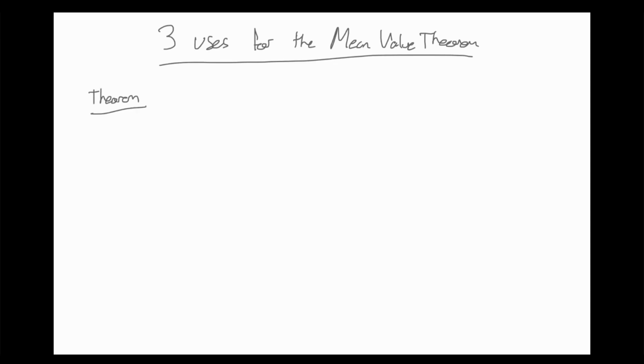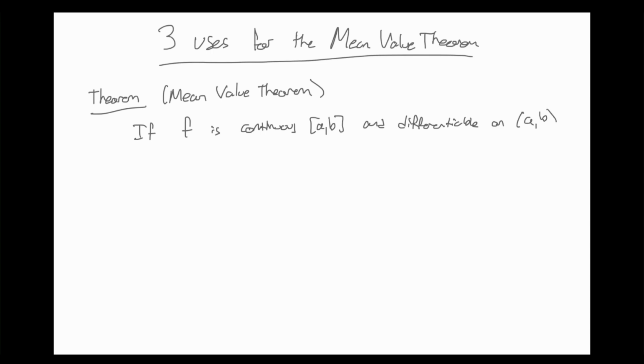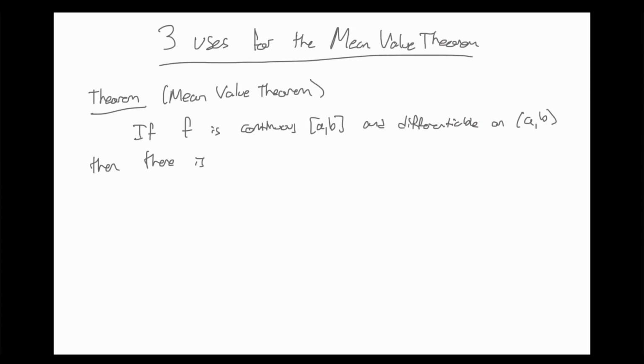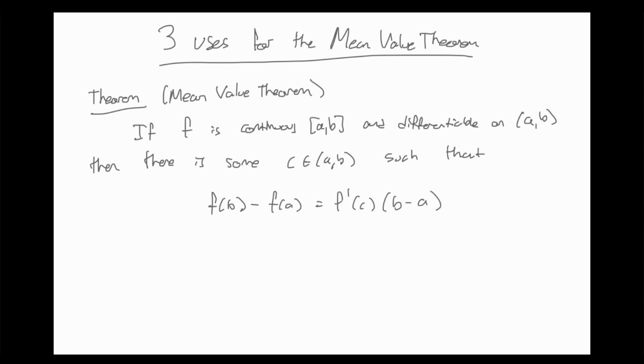If you've taken an introductory course in calculus, you might have come across the mean value theorem, which states that if f is continuous on a closed interval a to b and differentiable on the open interval a to b, then there is some c in between a and b such that f(b) minus f(a) is f'(c) times (b minus a). Let's take a moment to appreciate what that is saying.